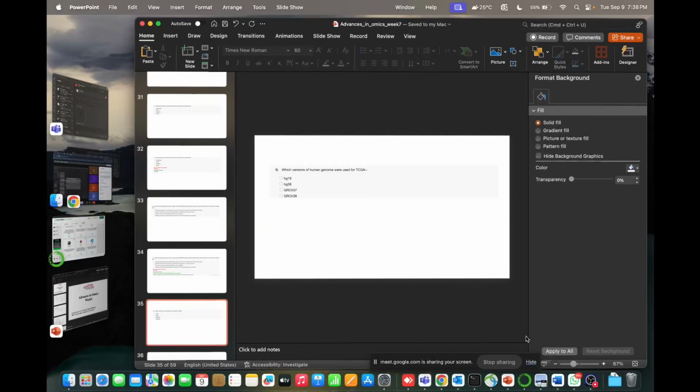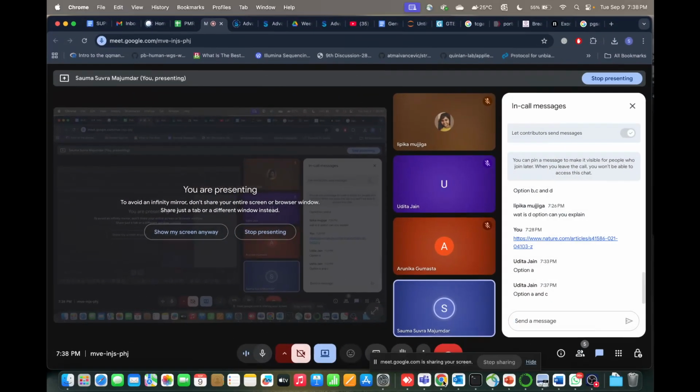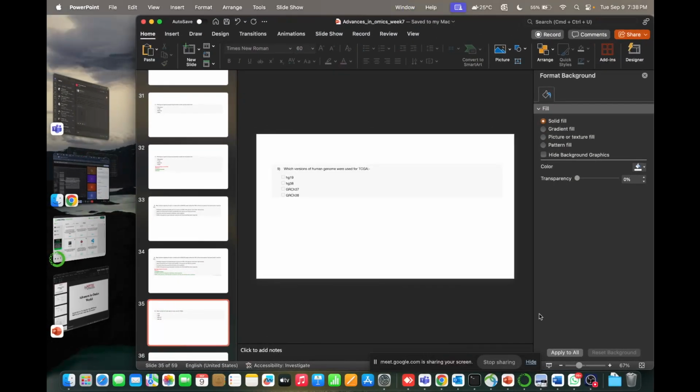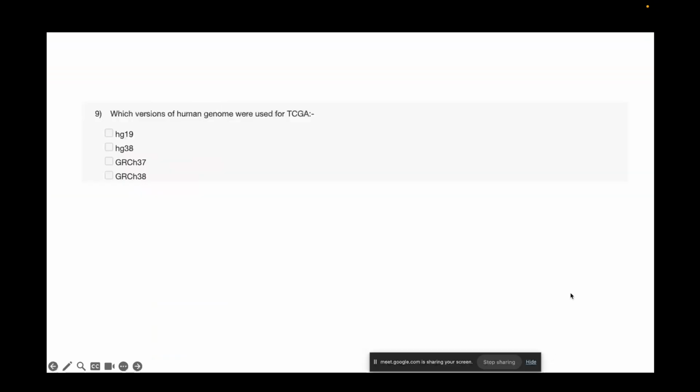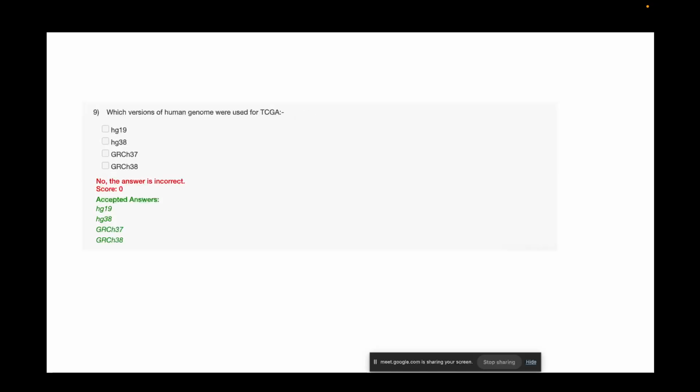Okay, so which options did you say? A and C. hg19 and GRCh37 are the same thing, and hg38 and GRCh38 are the same thing. So the answer is all four. hg19 is another name for GRCh37, and hg38 is another name for GRCh38. They are just written in a different way, but hg19 and GRCh37 are the same, and hg38 and GRCh38 are the same. And it has been done using both the versions.